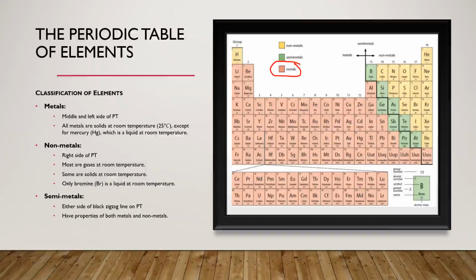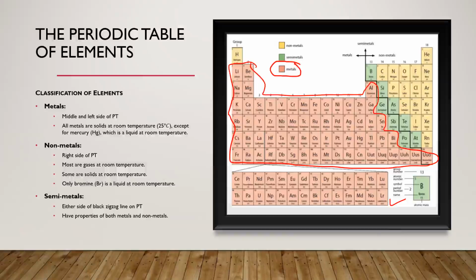So middle and left side, which is over here. I don't know why I'm circling it if it's already in color, but it's as easy as that. And then of course all of these other metals at the bottom here. Well, all of the elements at the bottom here are metals too.